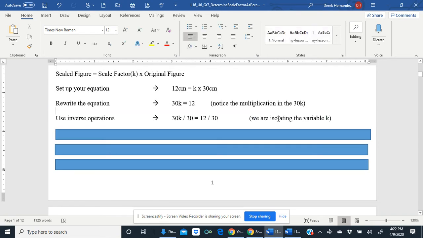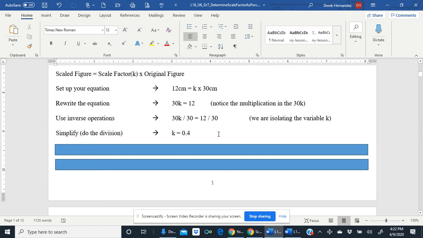Use inverse operations. We are isolating the variable k. So 30k divided by 30, the coefficient in front of the k, we're going to do that to both sides. So 30k divided by 30 is equal to 12 divided by 30. Simplify, and let's do the division. So 30 divided by 30 is 1, and 12 divided by 30 is 0.4. So 1k equals 0.4.